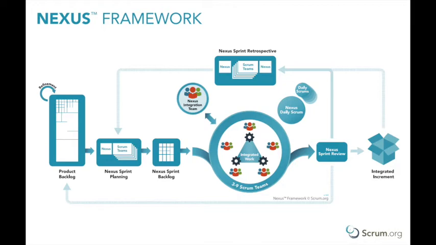Nexus process flow. A Nexus consists of multiple, cross-functional Scrum teams working together to deliver a potentially releasable integrated increment at least by the end of each sprint. Based on dependencies, the teams may self-organize and select the most appropriate members to do the specific work.